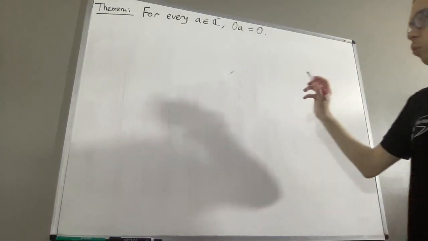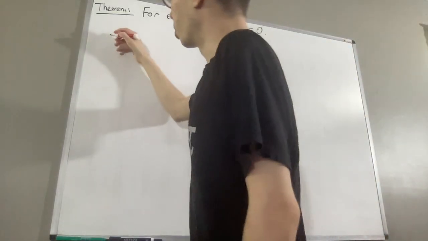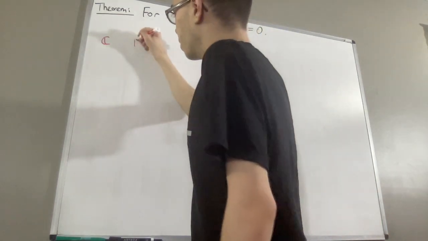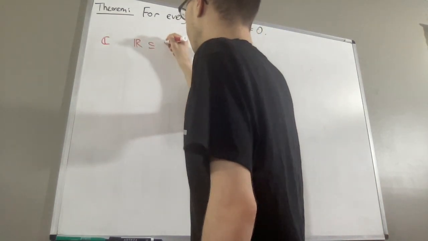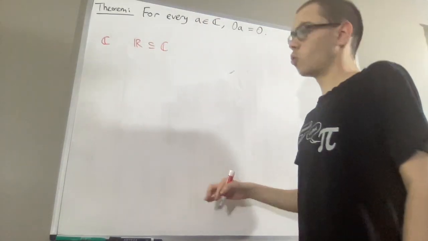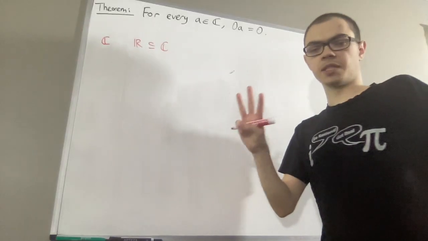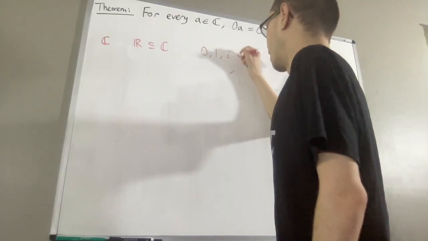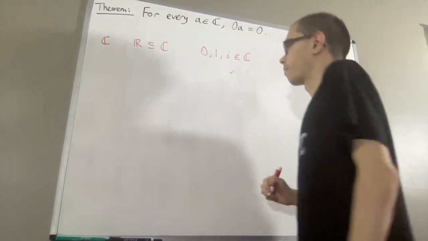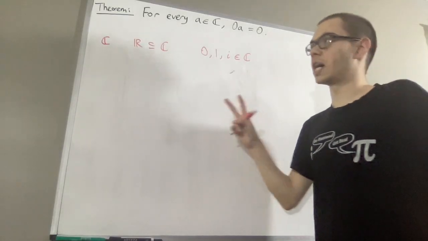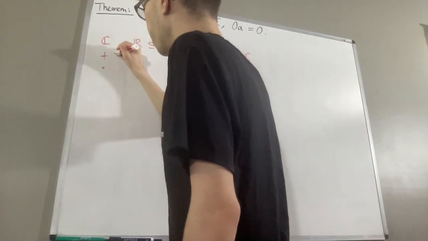So let's remind ourselves what we're working with. We are given a set C called the set of complex numbers. We're given a subset of the complex numbers R called the set of real numbers. We're given 3 elements of the complex numbers, namely 0, 1, and i. We are given 2 binary operations on the set of complex numbers, addition and multiplication.